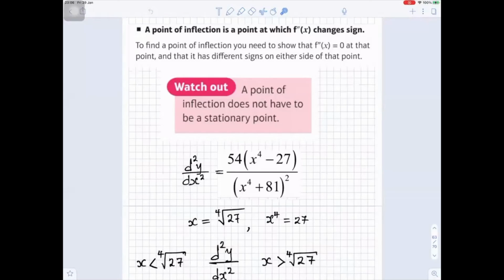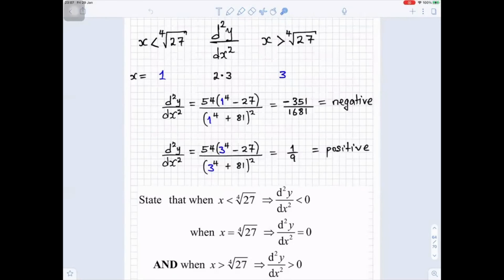So what we're going to do, for the d squared y over dx squared, is choose a number which is smaller than the fourth root of 27. The fourth root of 27 was 2.2 something, so we can choose 1. And we're going to choose a number which is bigger than the fourth root of 27, and we can choose 3, since the fourth root of 27 is say 2.3. So we'll try 1 and 3.